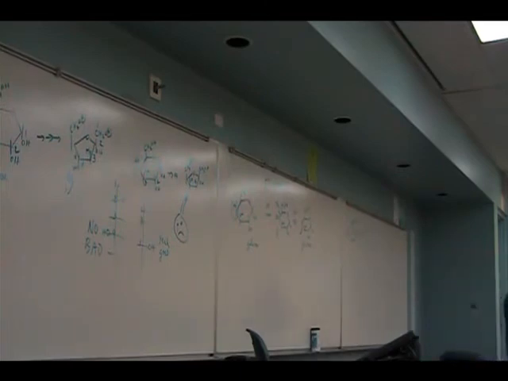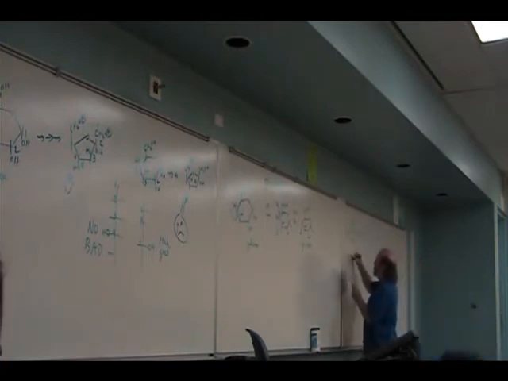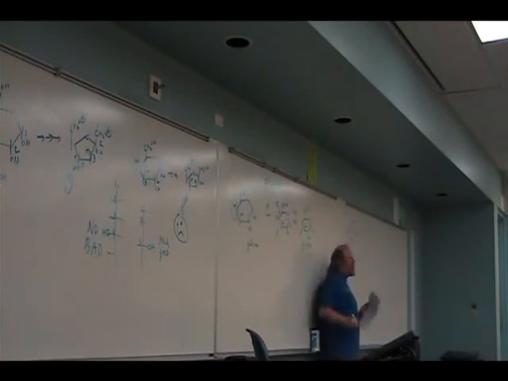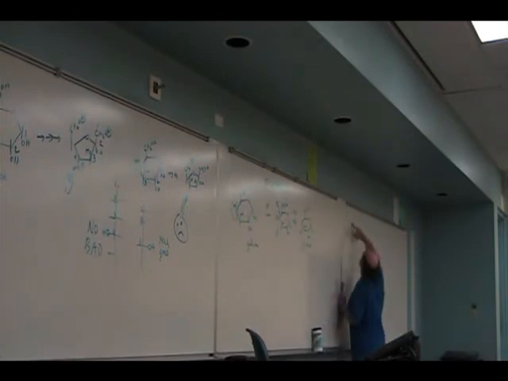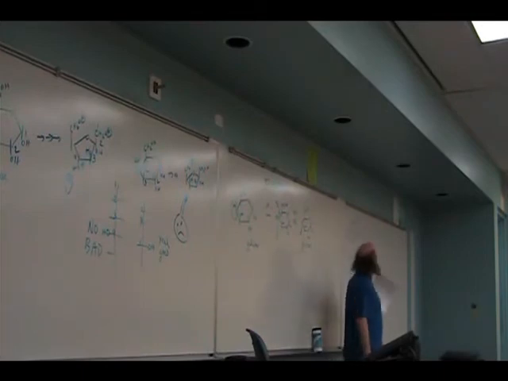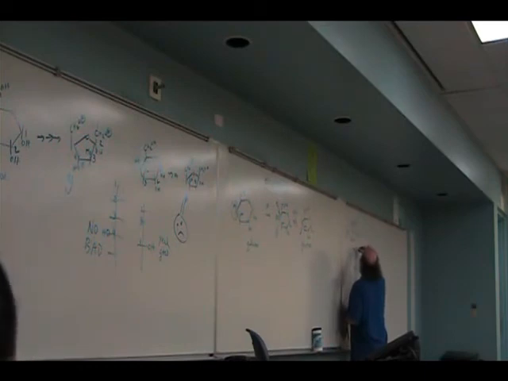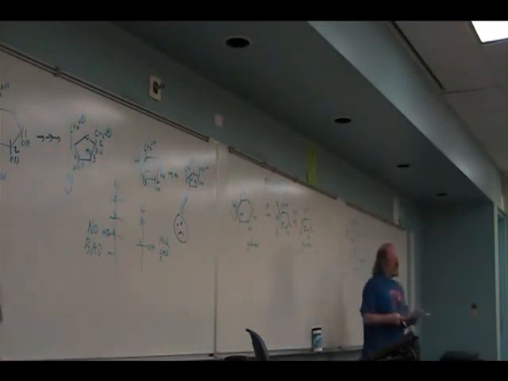The second one was PEP going to pyruvate. This also involved a kinase, but what was special about this one? Actually, I got these backwards. What's special about this one is we took a phosphate from this guy and gave it to an ADP. So we made an ATP. So that isn't the right answer.